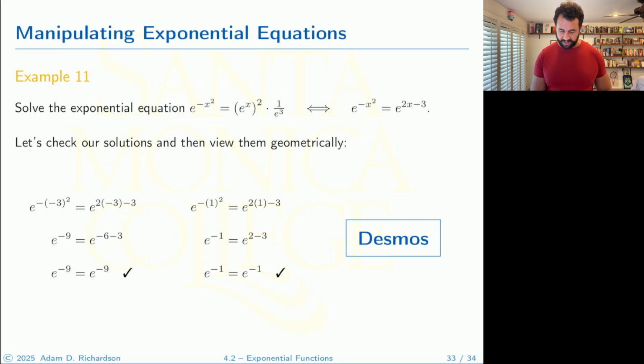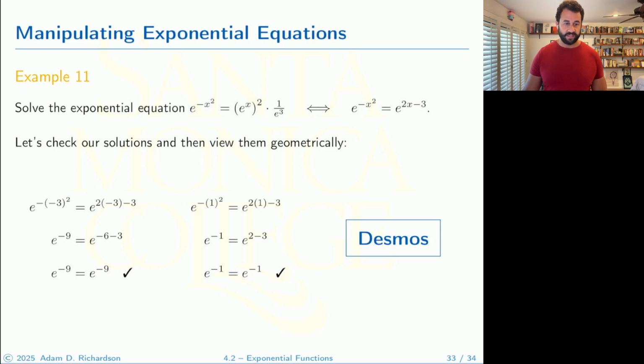So I'm going to plug in negative 3 for x right here, right here. And then when I simplify, I get e to the negative 9. Check, that's a solution. Then when I plug in 1, like so, I'm going to get e to the negative 1 equals e to the negative 1. Check. So there's two solutions. That means, geometrically speaking, this graph and this graph are intersecting at 2 points.